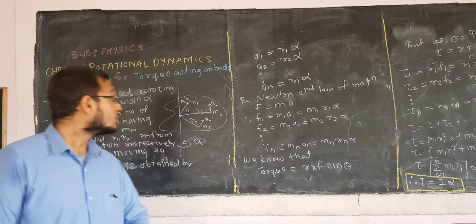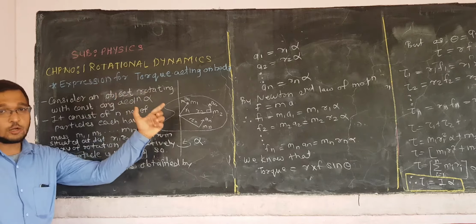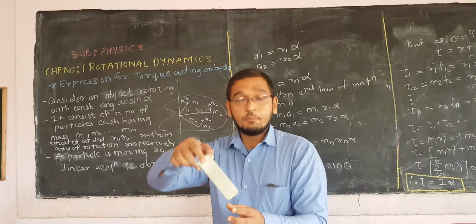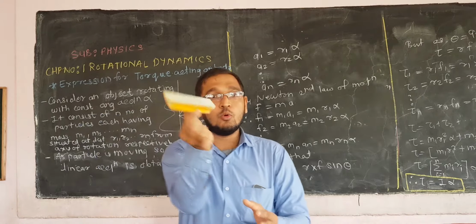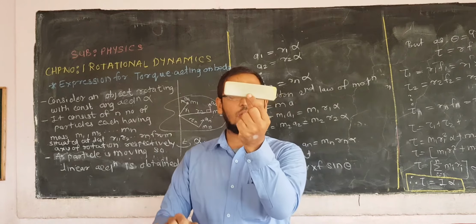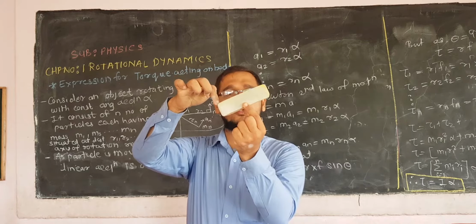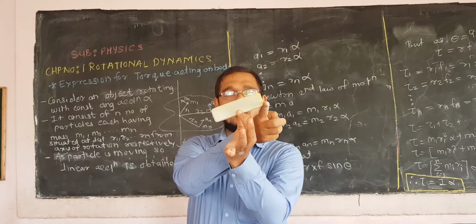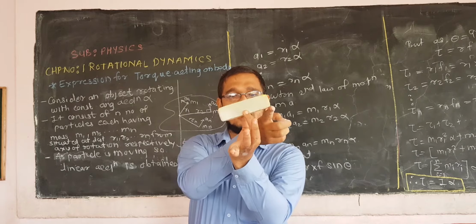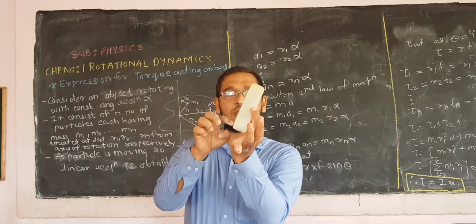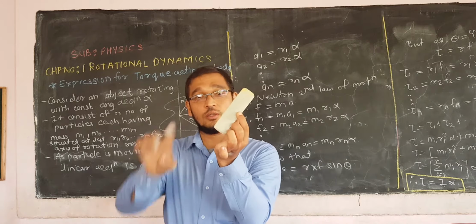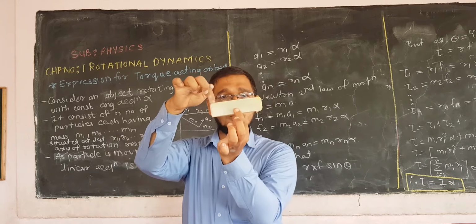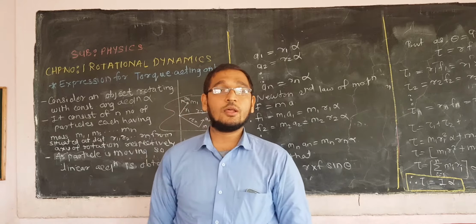Now next point, that is the expression for torque acting on the body. What is torque? It is also a kind of force, but the force which tends a body to move. Now see, this is a body. I am applying a force here, and the same kind of force, equal and opposite, it is getting from here. As a result, this duster starts its motion to rotate. The force which helps a body to rotate is called torque.